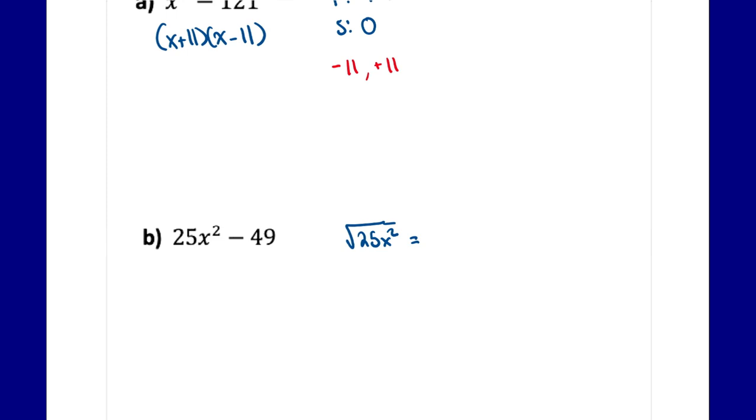In this case, the square root of 25 is 5. The square root of x squared is x. Let's also take the square root of 49. The square root of 49 works out to a nice number. It works out to 7.